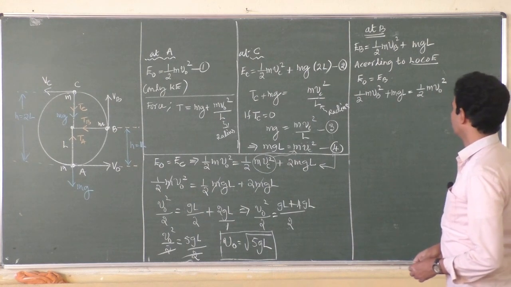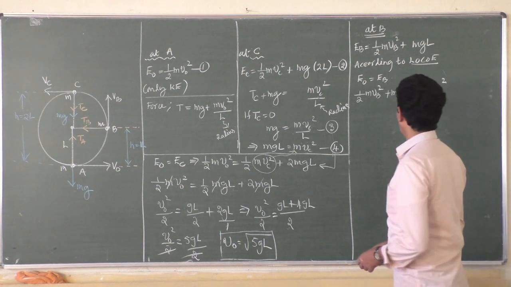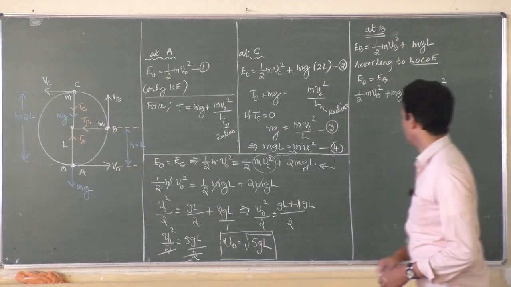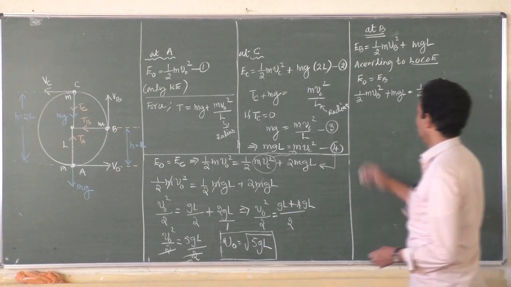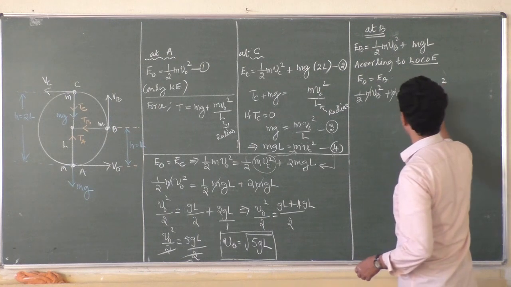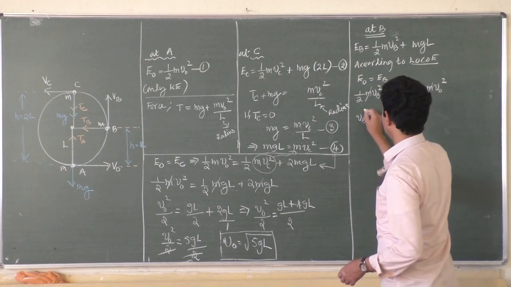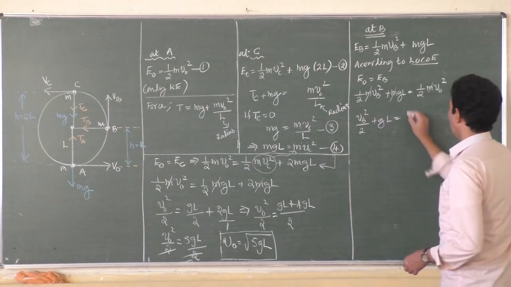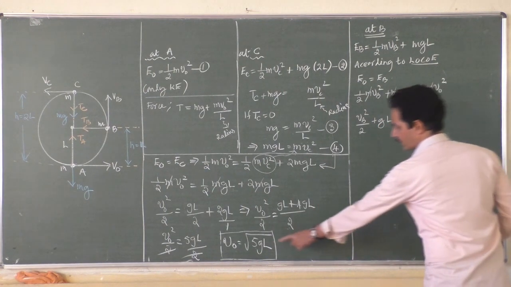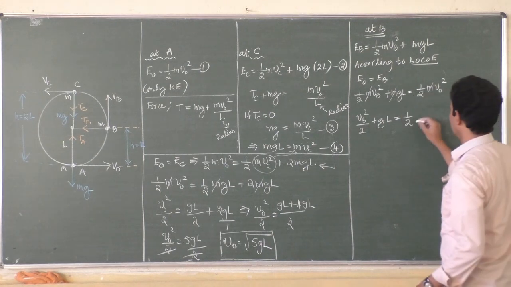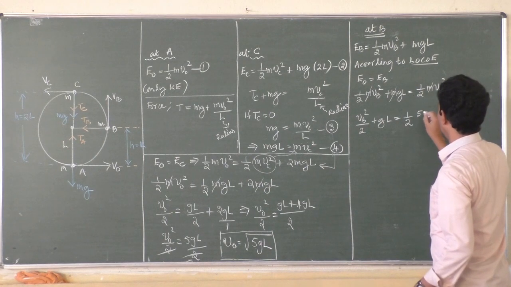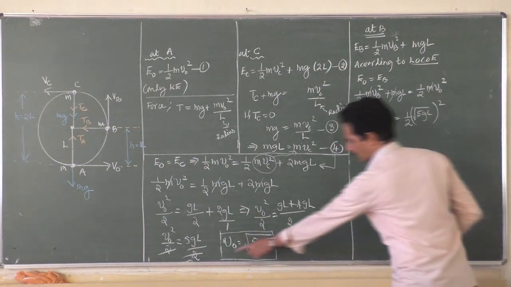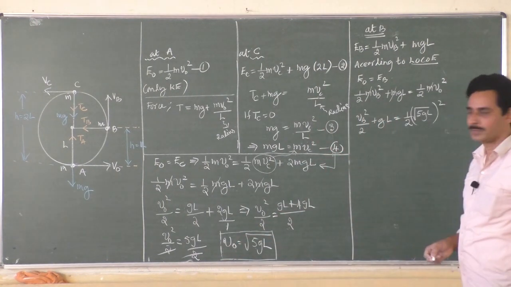M can be taken outside and cancelled, and we can substitute the velocity V naught. V naught is root of 5gL, right? Then we will get Vb. So m will be cancelled. Vb square by 2 plus gL must be equal to half V naught square. What is V naught square? 5gL, root of 5gL whole square, from the previously obtained equation.